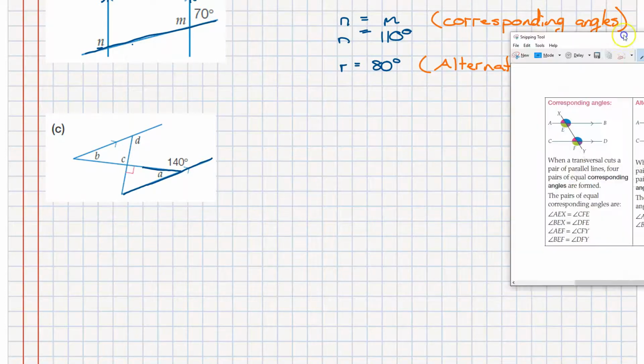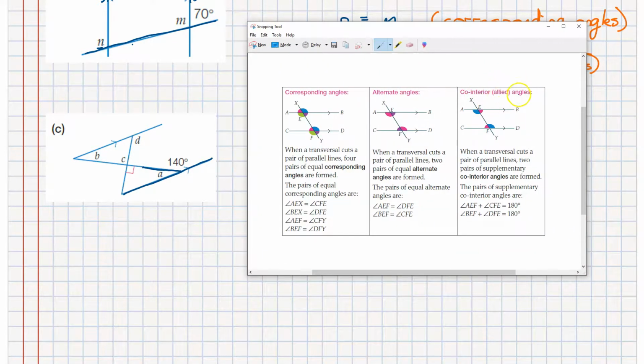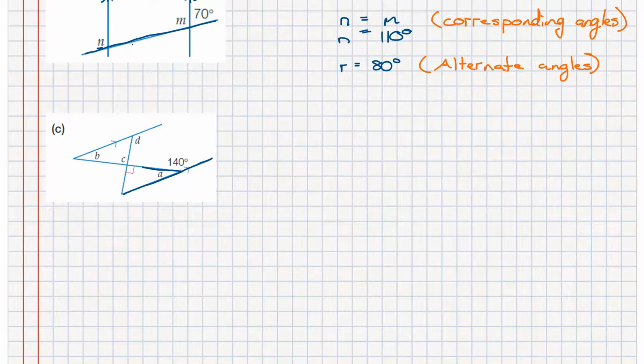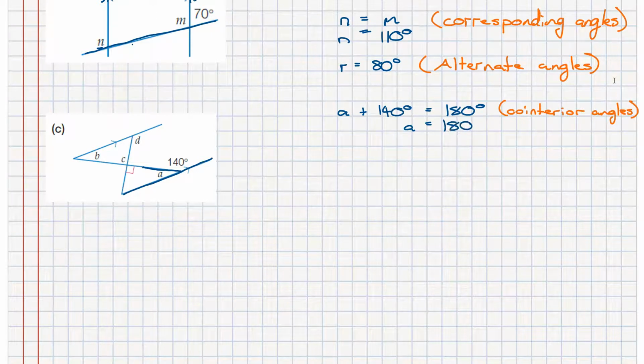Now looking at our angles here, we can use our cointerior angles to help us solve this problem. So notice that A and 140 have to sum to equal 180 degrees. So A plus 140 has to equal 180 degrees, and that is through cointerior. So that's A equals 180 take 140, and therefore A is equal to 40 degrees. Nothing too tricky there.